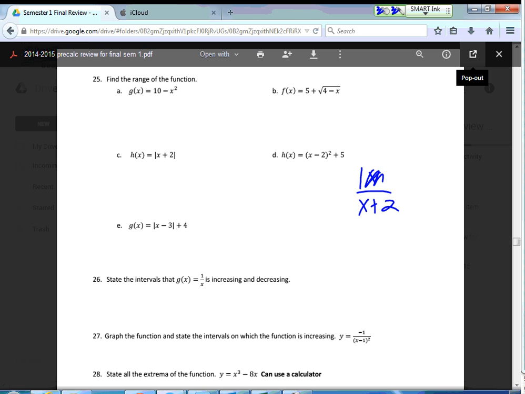Let's say 1 over x plus 2. That's a butterfly one. Remember that? And its range, you've got to have a picture for it. Butterfly that's been shifted 2 to the left. Here's your normal butterfly, shifted 2 to the left.